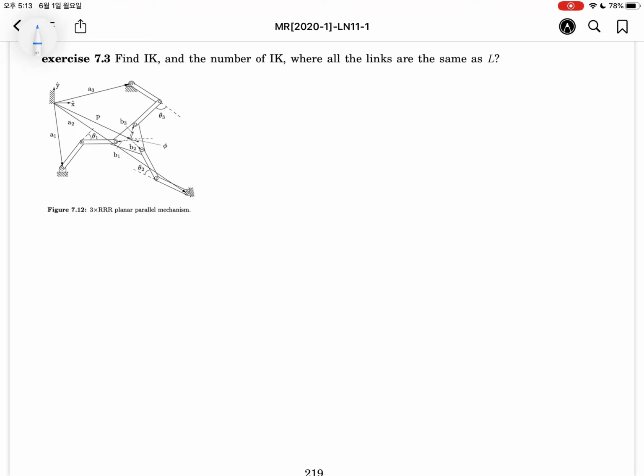Okay, it's not difficult. Exercise 7.3 is how to solve the inverse kinematics, and then we should count the number of inverse kinematic solutions. Okay. In here, we will assume that all the links have the same link length in this configuration.